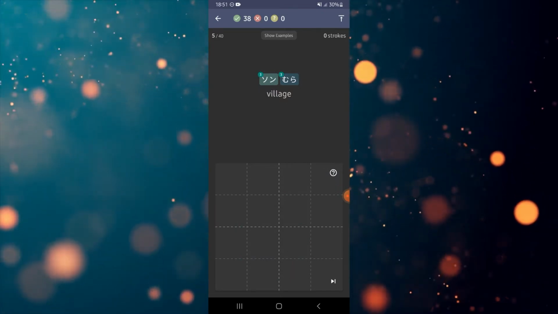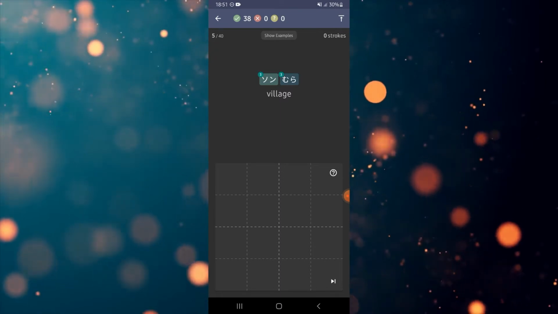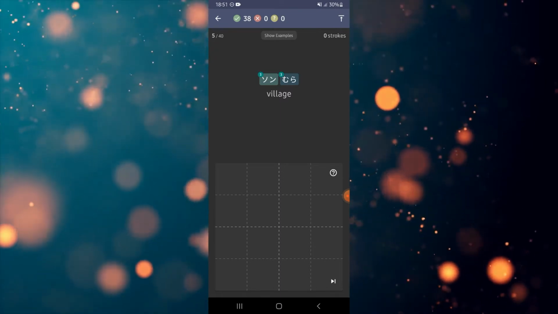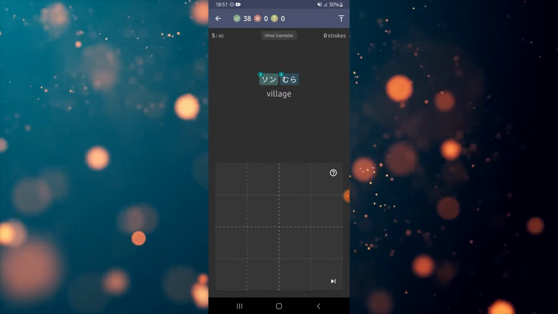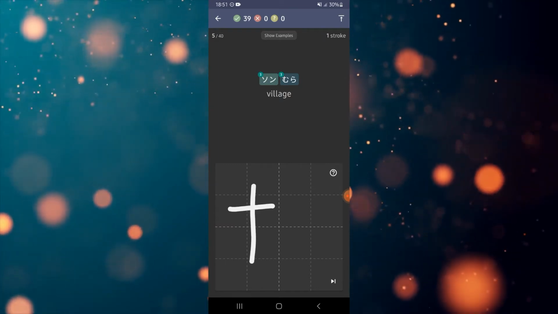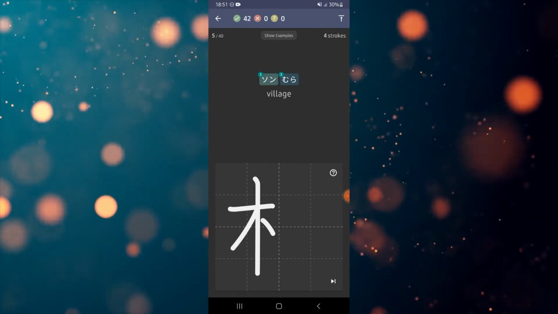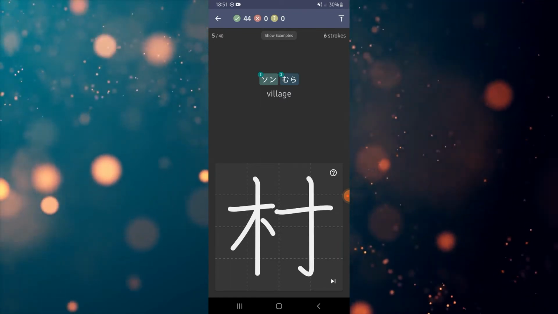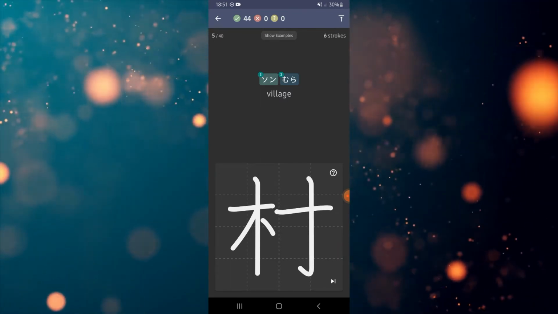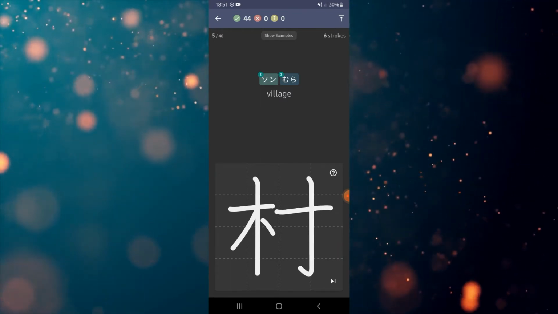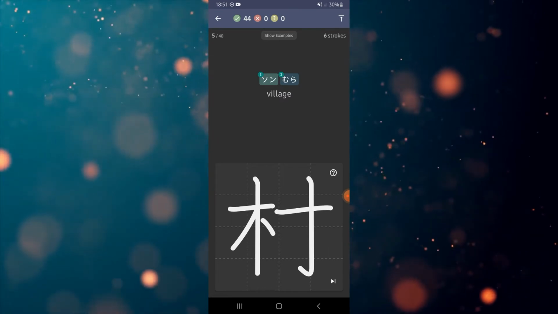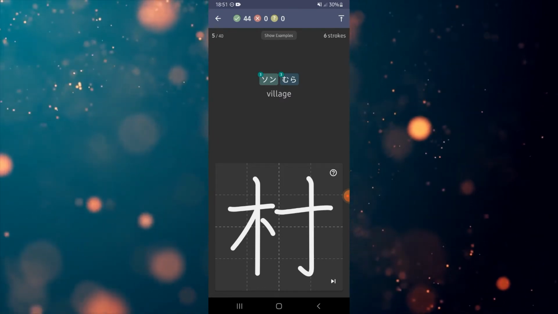Village. What I've done is picture a village surrounded by trees glued together. So first you draw the character for tree, which is that, and then glue, which is a measurement, the kanji for measurement.